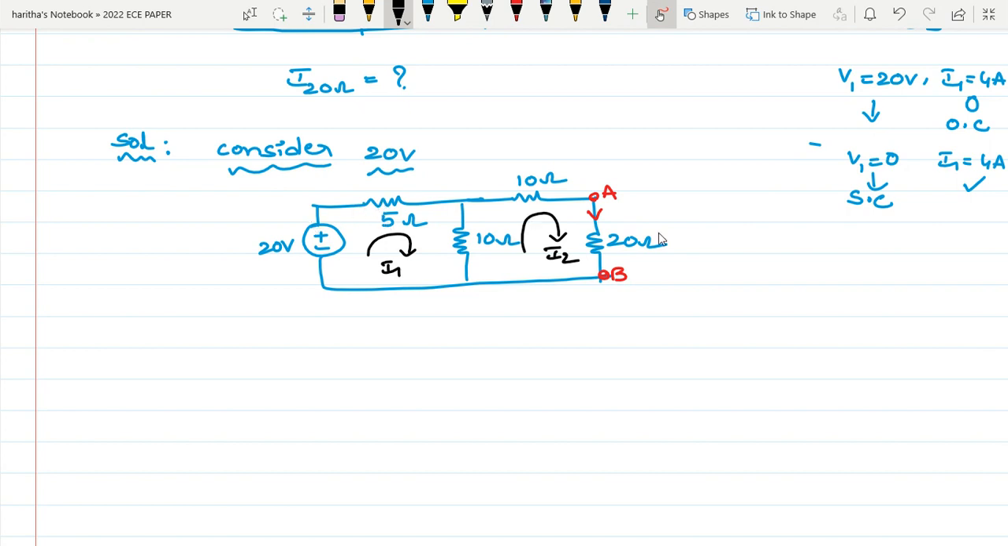Based on the current direction, if current is flowing like this, you can mark the polarity plus minus. Why? Because current always flows from higher potential to lower potential. So this is plus and this is minus. So once you assume the loop current, then you have to mark the polarities. So in this loop, these are the current directions. Then for I2, I2 is flowing upward. So here it is plus, minus, and in this branch the current is flowing like this. So it is plus and it is minus. Here current is going upward and here current is going from left to right.